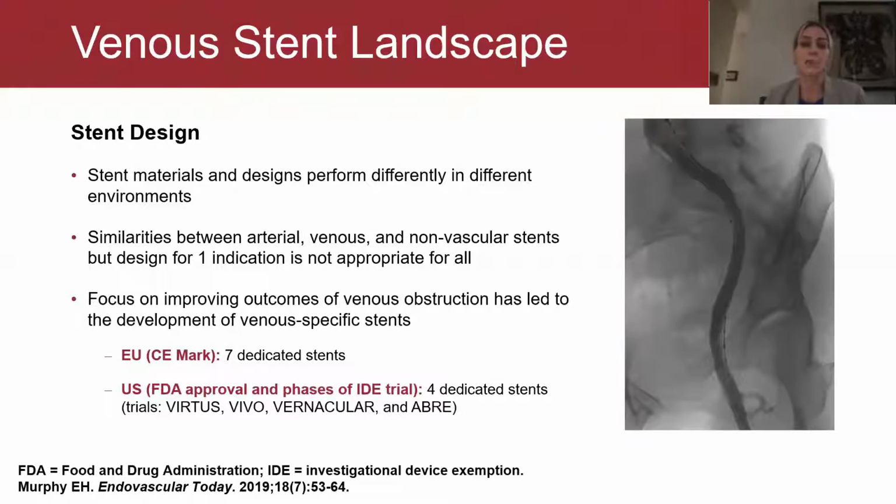there are also discrete differences that we want based on the location the stents will be implanted. So just because a stent is ideal in one location doesn't make it ideal in another. A focus on improving outcomes in the deep venous space has led to the development of venous-specific stents. In the EU, there's 7 dedicated venous stents with CE mark, and in the US, there's 4 dedicated stents in various phases of FDA approval or IDE trial.